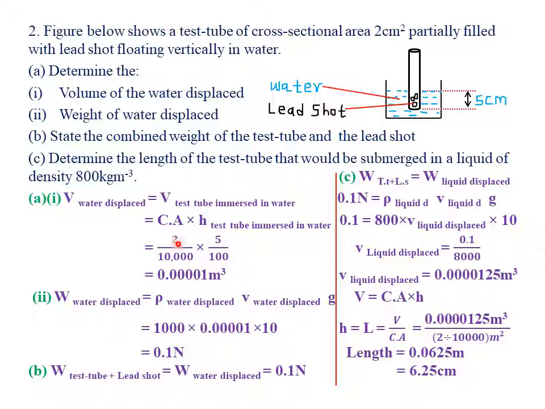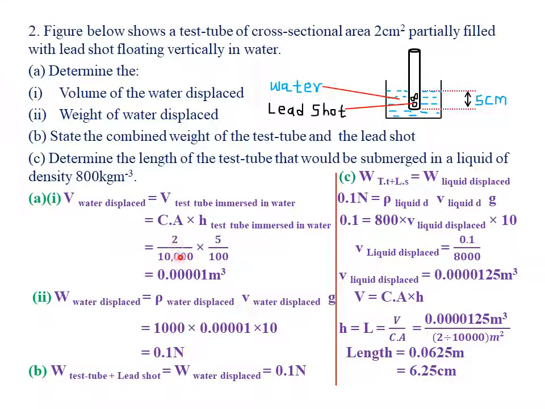So that will be 2 square centimeters over 10,000 square centimeters times 1 square meter, multiplied by the height of the test tube that is already immersed in water. We are given this as 5 centimeters. So to convert into the SI unit of length, which is meters, I'll simply take 5 centimeters over 100 times 1 meter.